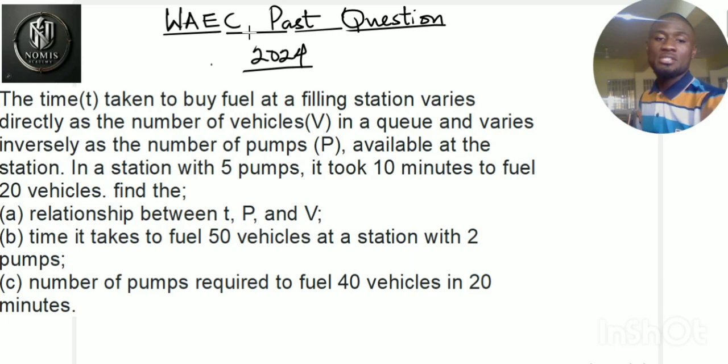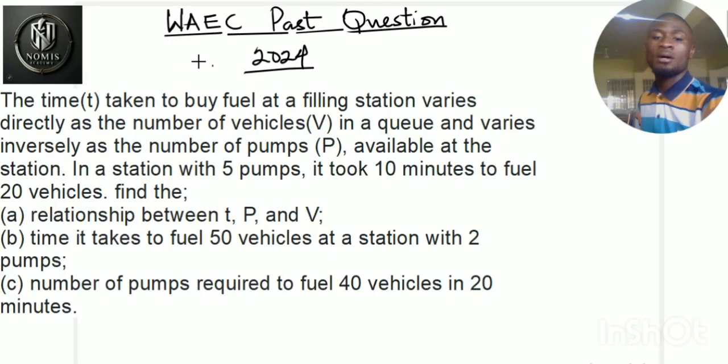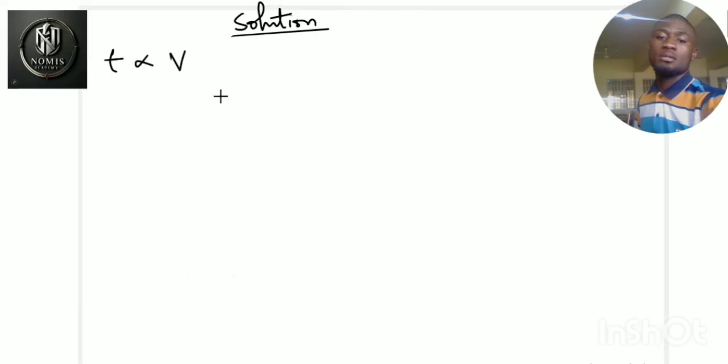Let us interpret the statement. The time T taken to buy fuel at a filling station varies directly as the number of vehicles V. So, small letter T varies directly as V, in a queue, and varies inversely as the number of pumps, P in capital letters.